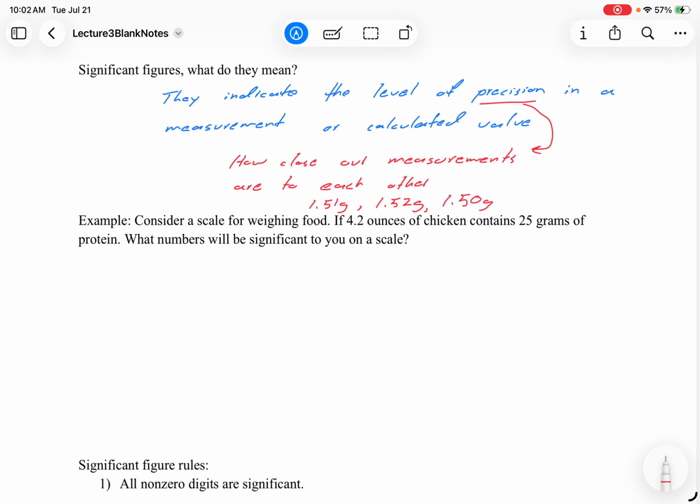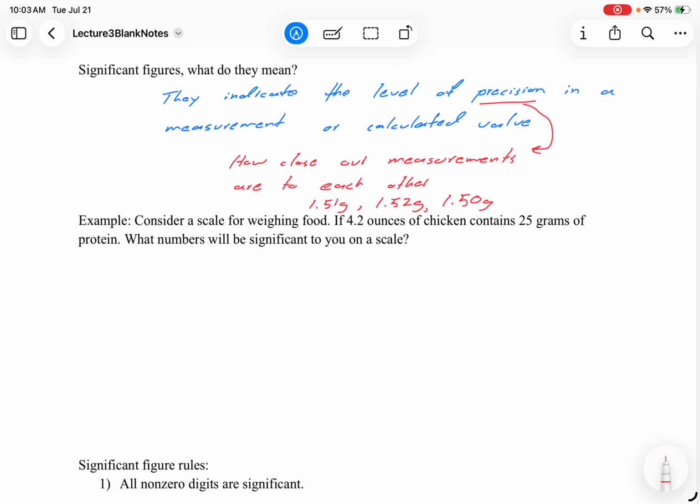Okay, example. Consider a scale for weighing food, like a kitchen scale. Let's say you want to track your macros. You want to know how much protein you're getting, how many calories, how many carbohydrates, all that good stuff. If 4.2 ounces of chicken contains 25 grams of protein, what numbers will be significant to you on a scale? In other words, what do you care about? Let's say you're gym bros, or some people out there who are really into their macros.